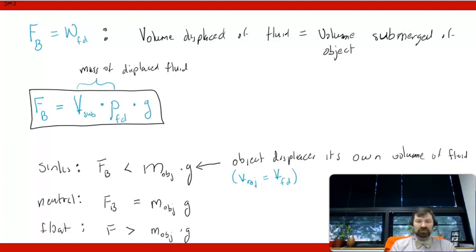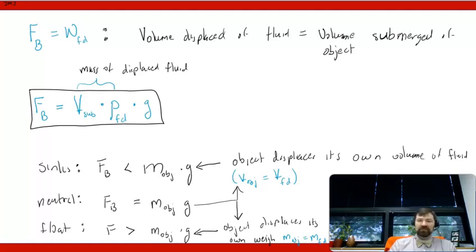Neutral, you actually get this same scenario, but as it turns out, you will also get the scenario that I'm going to write down here. The scenario that goes down here is that the object displaces its own weight. Ultimately, that also means that the object displaces its own mass. So mass of object and mass of fluid displaced will be equal to each other.